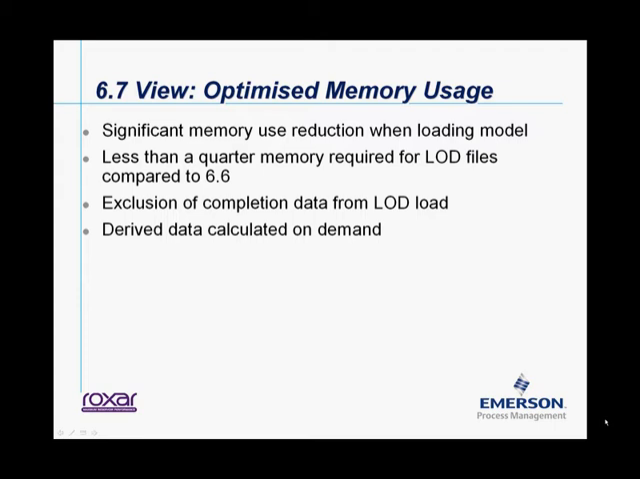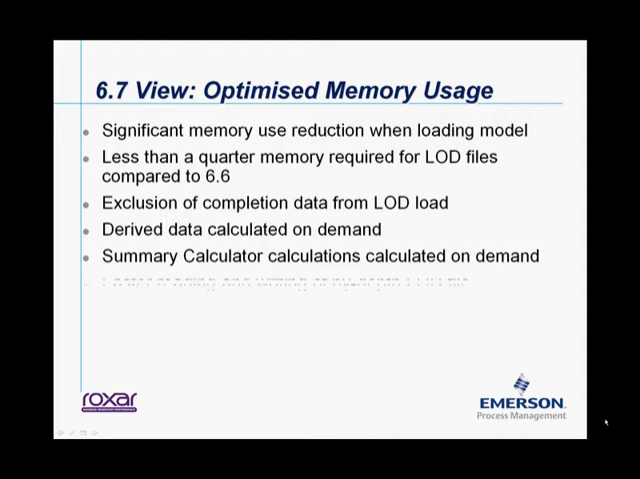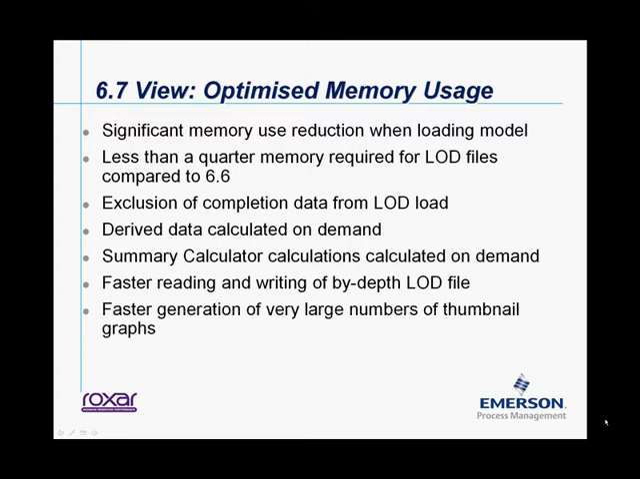Derived data, such as group totals and well ratios, are now calculated on demand, which speeds up load times and cuts memory needs. Summary calculator calculations are calculated on demand now, which can greatly speed up model loading. By depth load on demand file reading and writing is faster. And generating very large numbers of thumbnail graphs is also faster than before in Tempest 6.7.